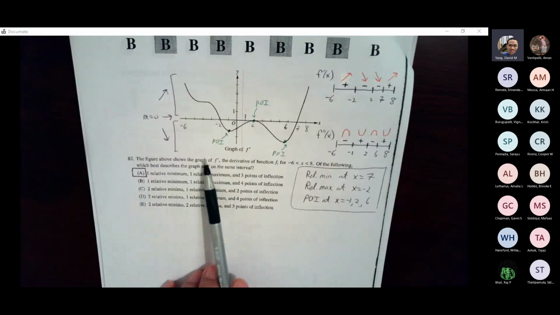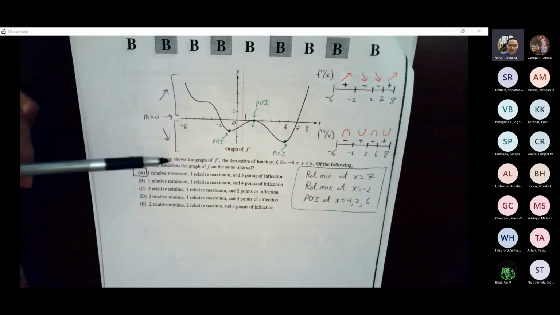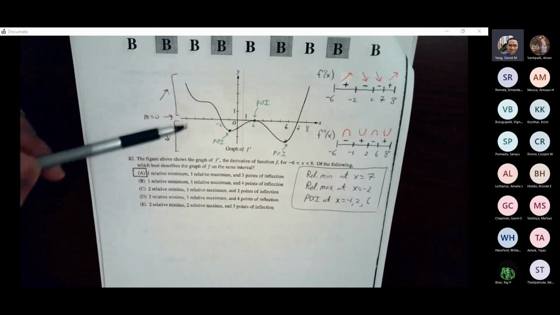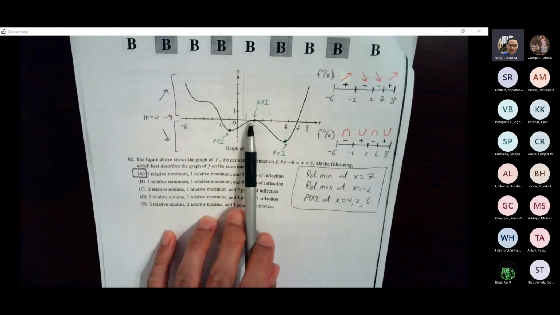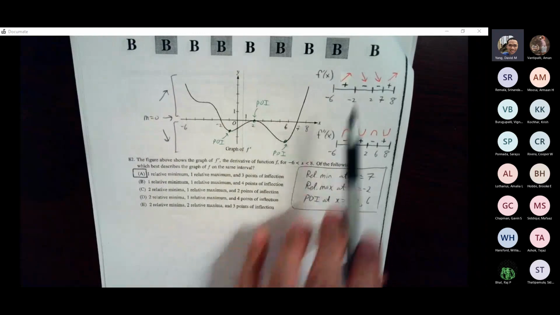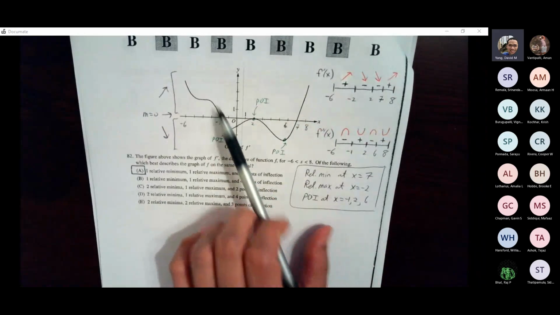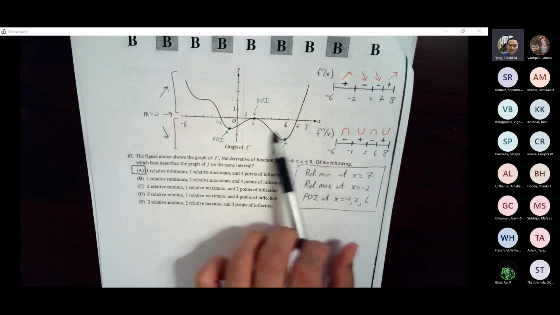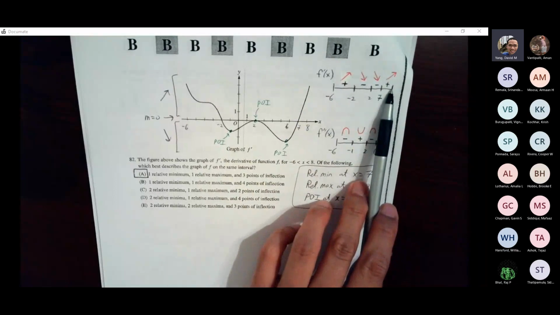Right, 82. The figure above shows the graph of f prime. So as soon as I see f prime, I'm going to start labeling what my graph is doing here. Anything above the x-axis is positive slope. Anything below the x-axis is negative slope. I'm going to plot all my critical points, which is -2 and 2, and 7 as well. And I'm just going to label what I see above, below. Above is positive slope, below is negative slope. From 2 to 7 is still negative slope, still below the x-axis. And then from 7 onward, it's a positive slope.